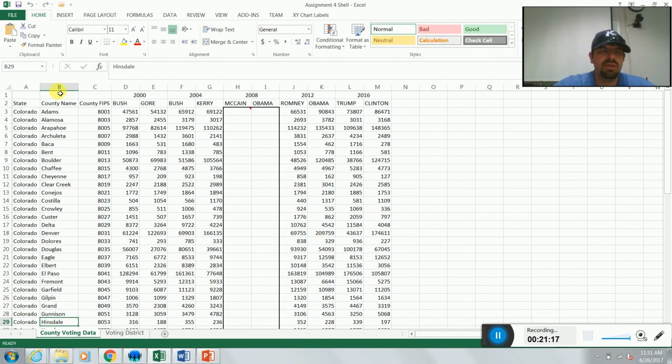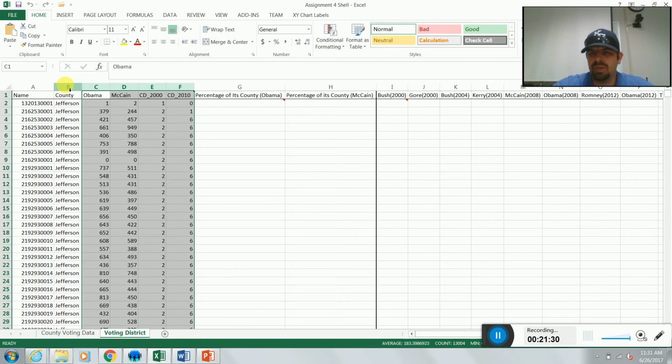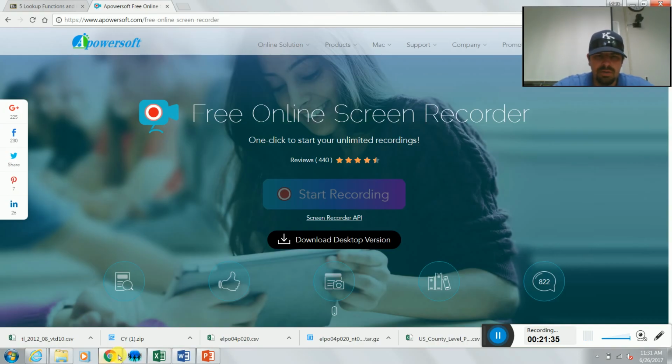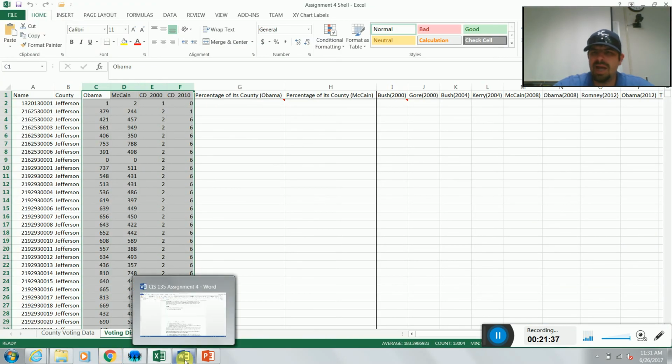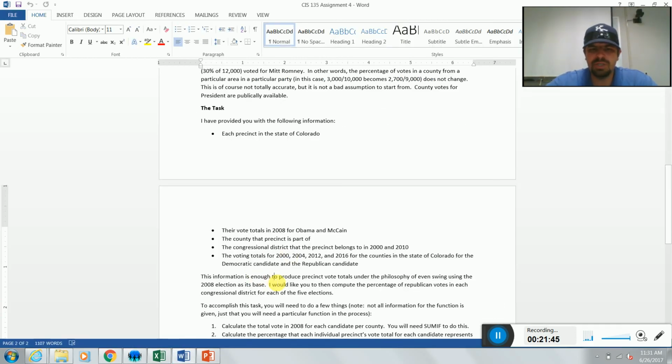This column will help you select things from these columns here that fit the bill of the county. So you can think about how you need to do that. And you'll see very clearly that this is a task that's rooted in what we talked about in recent videos about VLOOKUP and things like that. All right. So the information you have is enough to produce precinct vote totals under the philosophy of even swing using the 2000 election as the base.